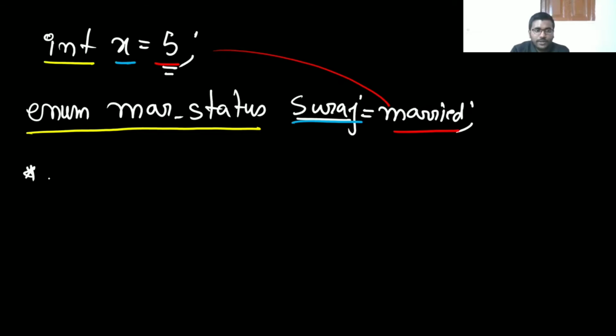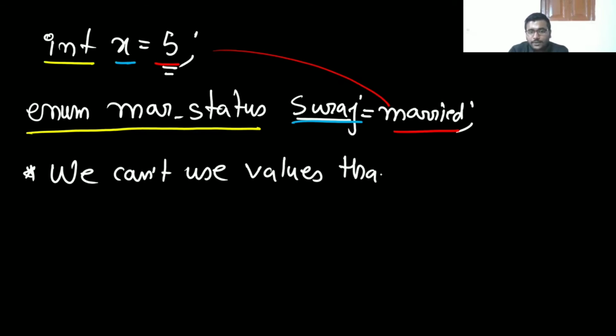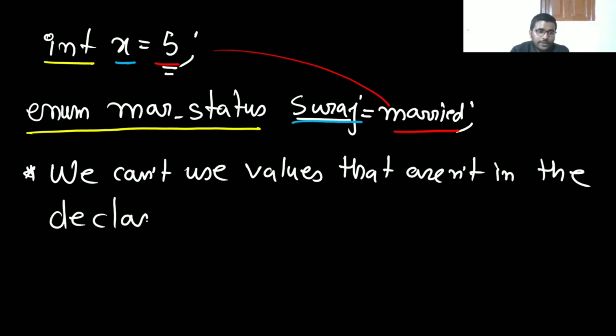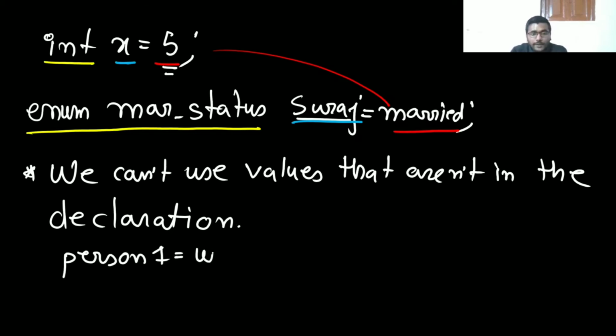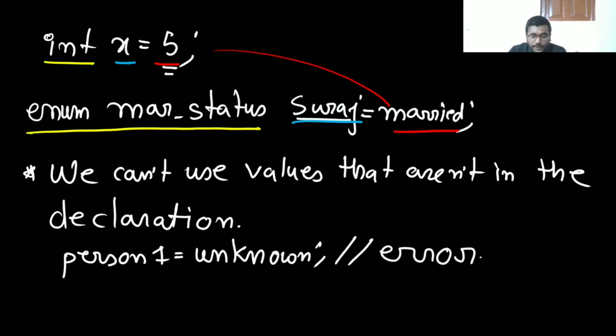So you remember, we can't use values that are not in the original declaration. तो जो डिक्लेरेशन में नहीं है उसको हम यूज नहीं करेंगे, ठीक है। तो जैसे पर्सन 1, अगर मैं पर्सन 1 इक्वल टू अननोन लिख दूं, if I write person 1 is equal to unknown, then it will give an error, because unknown is not declared here, so it will give an error, okay.